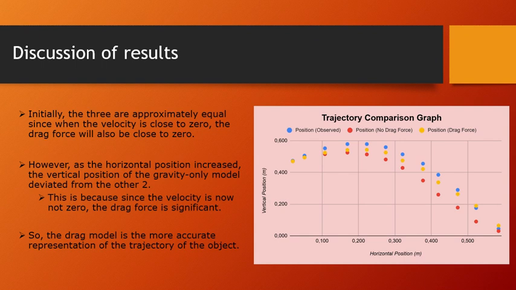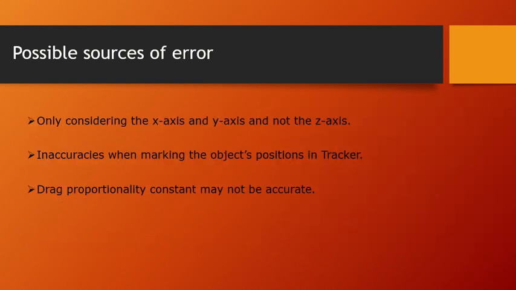However, as the horizontal position increased, the vertical position of the gravity-only model deviated from the other two. This is because the velocity is now not zero, so the drag force is significant. This explains why the gravity-only model descends faster and why the drag force model is the more accurate representation of the trajectory of the object, as they are similar to one another. Some possible sources of error are that I consider the x and y axes and not the z axis, possible inaccuracies when using Tracker, and that the drag force constant may not be accurate.